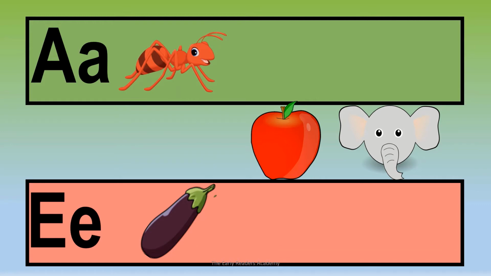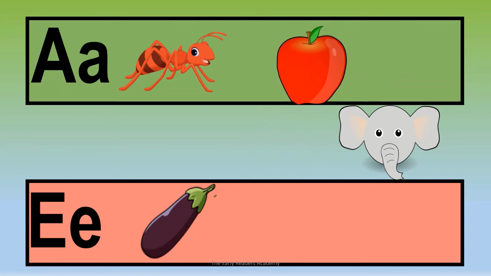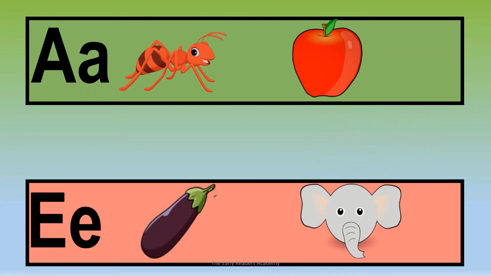And we have here apple. What is the beginning sound of apple? You're right. Beginning sound of apple is A. And the last one here is an elephant. What is the beginning sound of an elephant? That's right. Elephant begins with E. Well done!